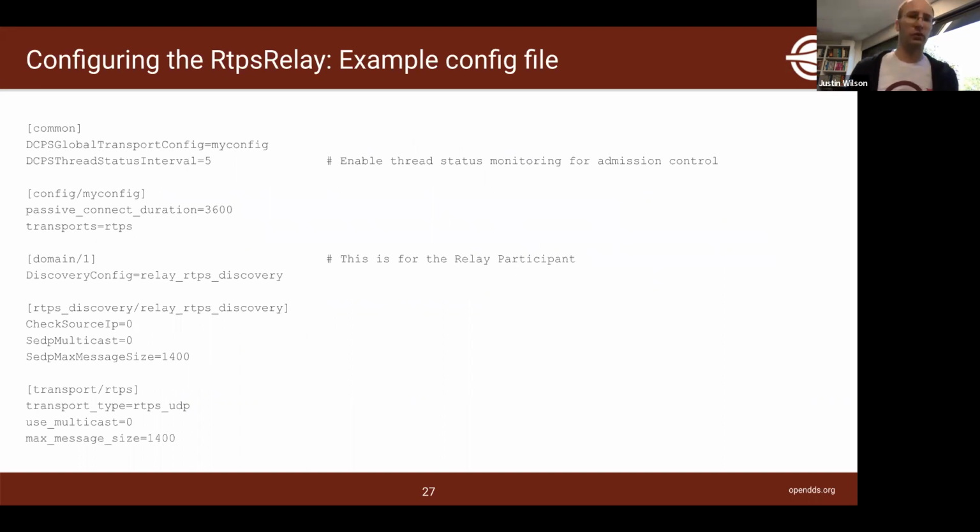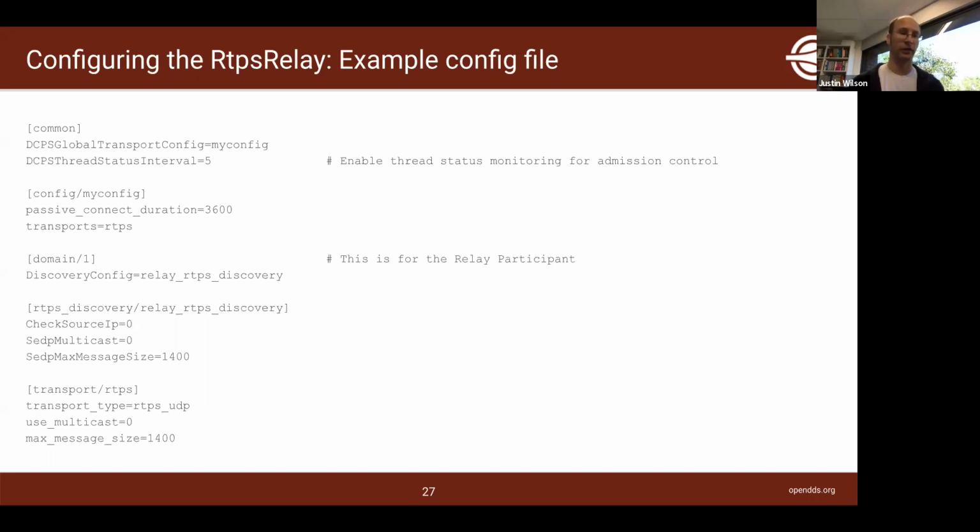So moving on to configuring it, the RtPS Relay itself is configured like any other DDS application. Typically, you're going to use an INI file, or rather, you kind of have to use an INI file to configure it. And there's two domains you have to configure. You have to configure the application domain, and you have to configure the relay domain. In this particular config file, we've enabled the thread status monitoring because we'd like to do admission control. Our domain 1 is for the relay participant, so we have set up various discovery options that work. Some of the discovery options here, such as check source IP, are necessary for cloud.